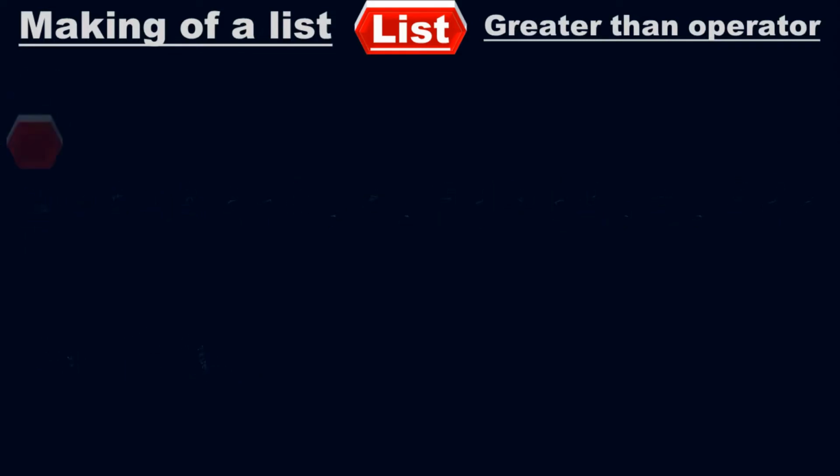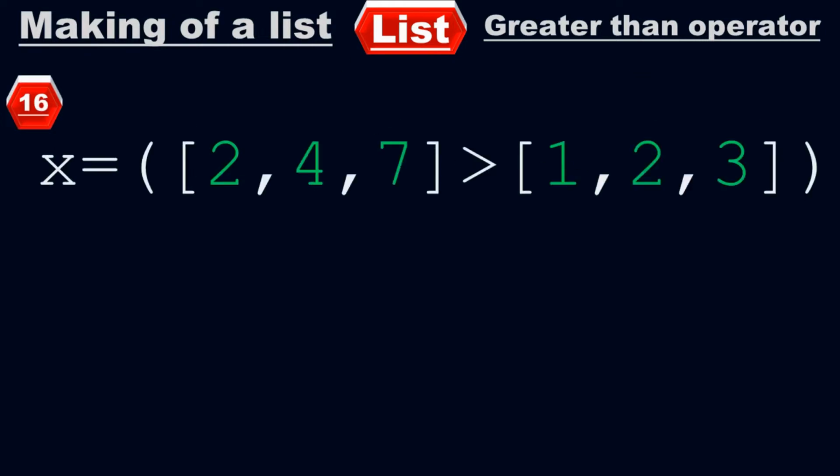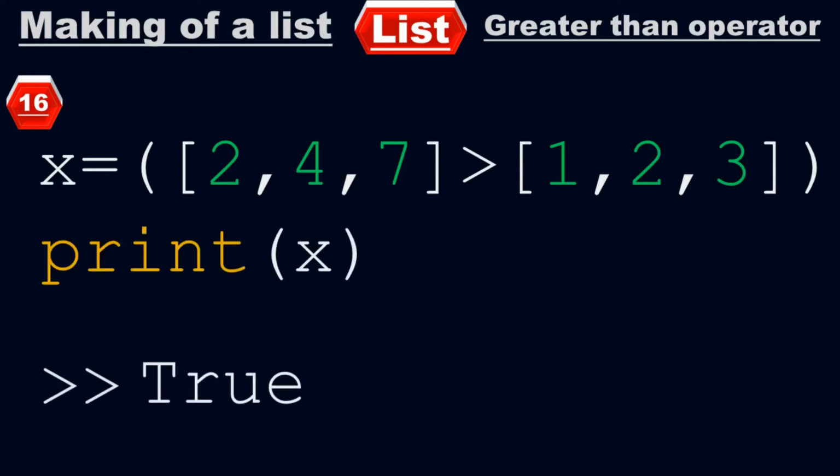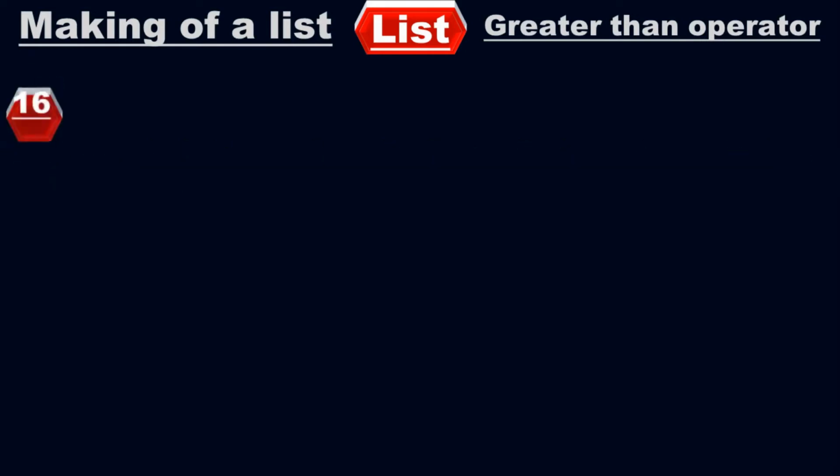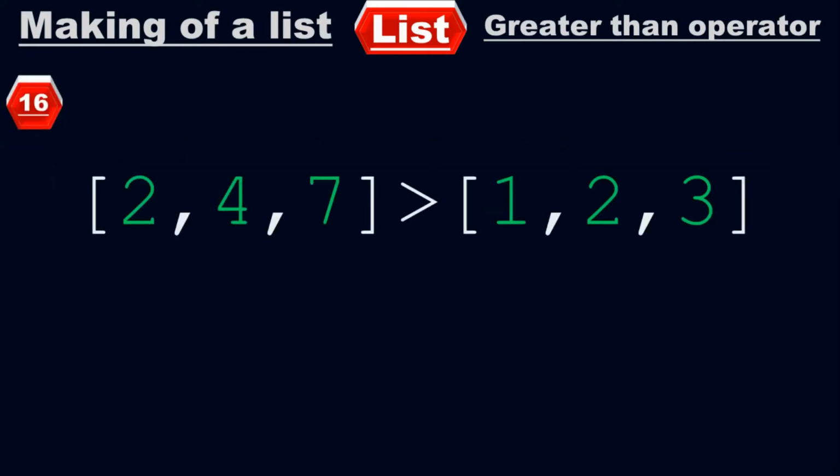The second way is you give the variable name, x equals [2, 4, 7] is greater than [1, 2, 3]. Take the print of variable x, and you will get true in the final output. Let me check the third way of the solution, which is to directly put [2, 4, 7] greater than [1, 2, 3]. Just simply put this expression in Colab.